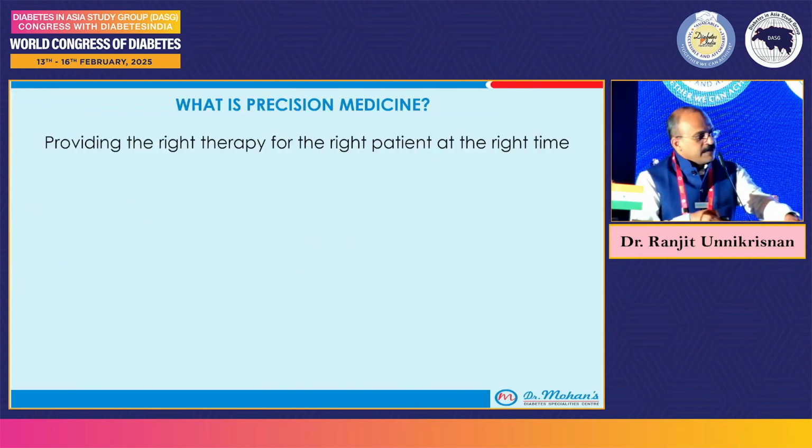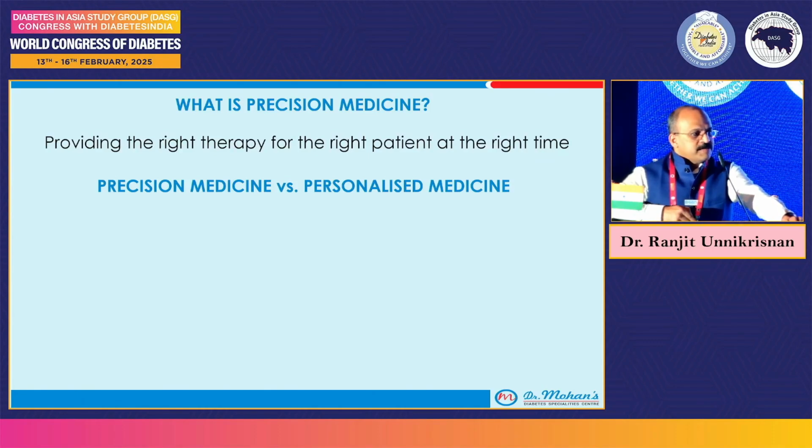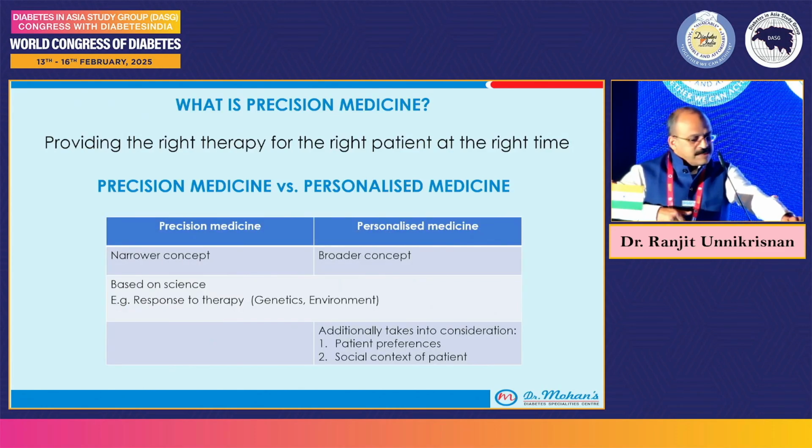And that's where this concept of precision medicine came. What's precision medicine? Nothing but providing the right therapy for the right patient at the right time. And there is another term known as personalized medicine, which is related to precision medicine, but probably a slightly more expanded version of that. Precision medicine decides the treatment for a patient based on science. For example, response to therapy based on the genetic background of the patient, environment of the patient, and so on.